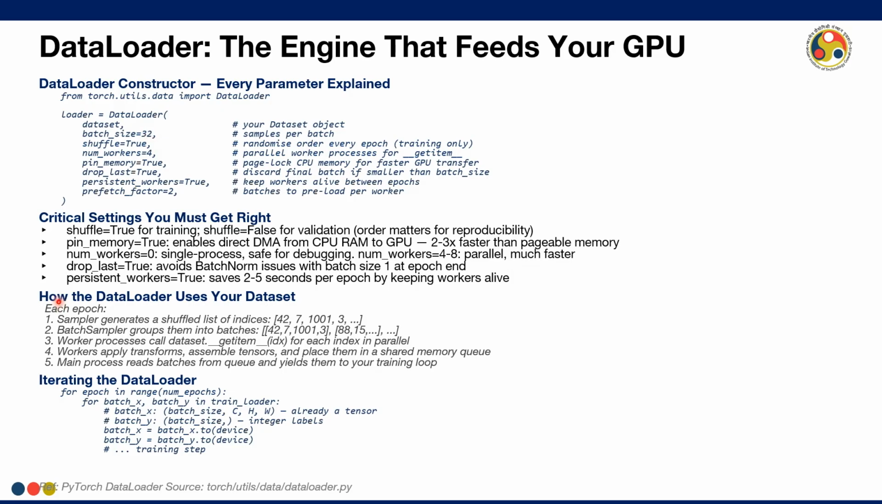Okay. So how does the data loader use your dataset? There are several stages. The sampler will generate the shuffled list of indices, then the batch sampler will group them into batches. So basically the sampler is the first process, and then the batch sampler will make these batches by grouping the indices. Then the worker process will call dataset get item for each index, fetching items in parallel, and the workers will apply transforms.